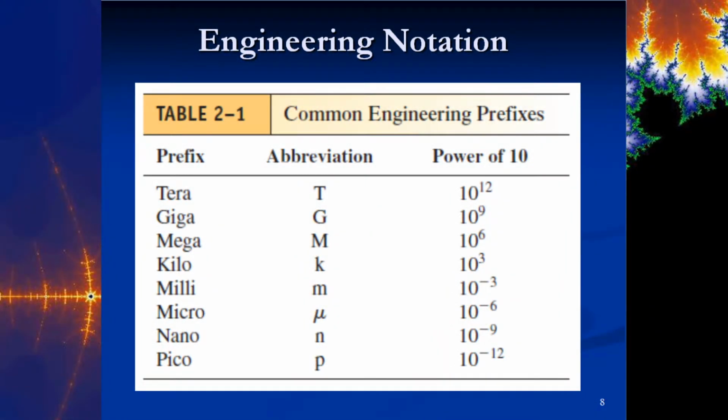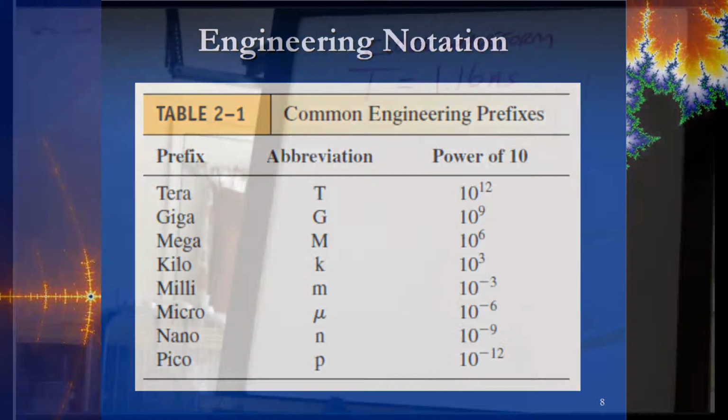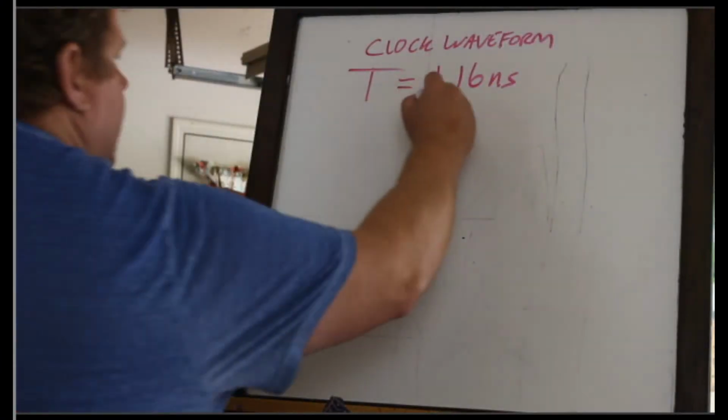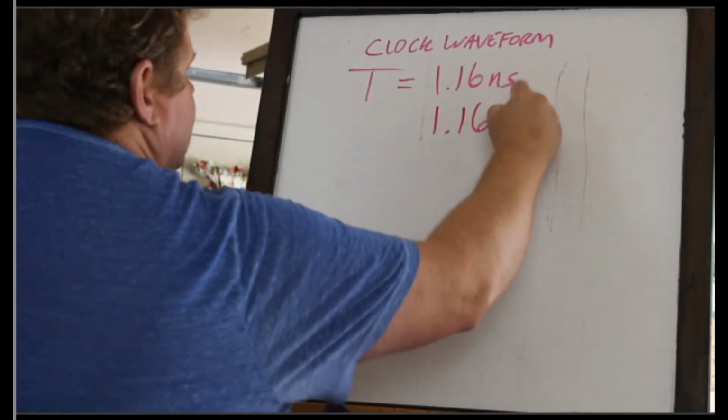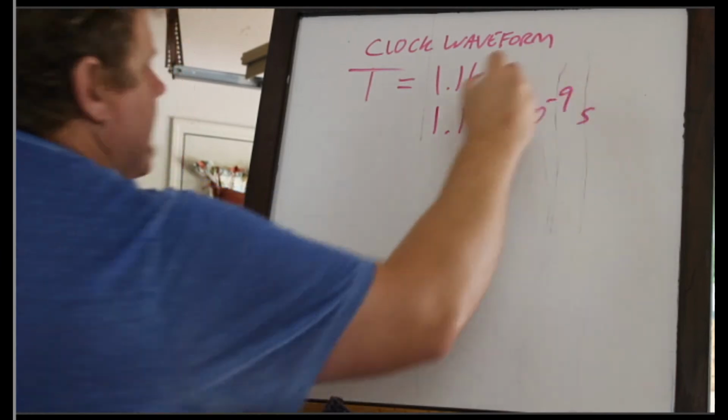The way I always remember nano on the negative side is that nano starts with N and 9 starts with N, and that's how I always did. I always used to get pico and nano confused, and so nano is 9. So nano 9. Okay, so what this means is 1.16 times 10 to the -9 seconds.